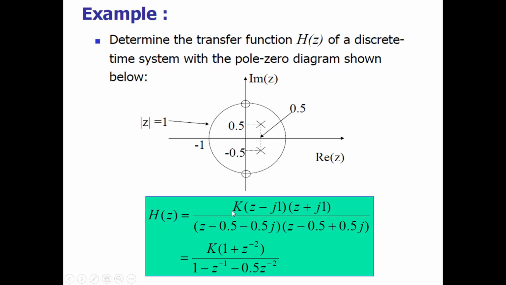K is a constant factor which is the gain of the system. We cannot determine this from the pole zero diagram, so let us put a constant K here. Two zeros are there: plus j1 will represent z minus j1, and minus j1 will represent z plus j1. The two poles are a complex conjugate pair, so we will say z minus the first pole, z minus the second pole. So we will get this expression. If you solve it further, you will finally get this expression for the transfer function of the system, which is actually represented by this pole zero diagram.